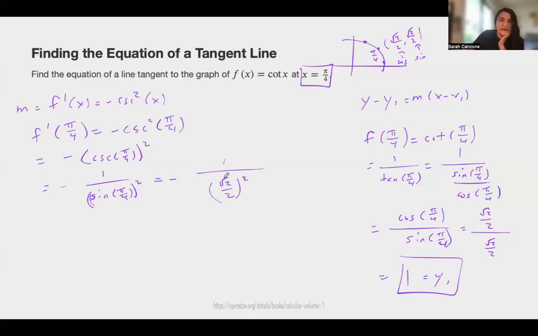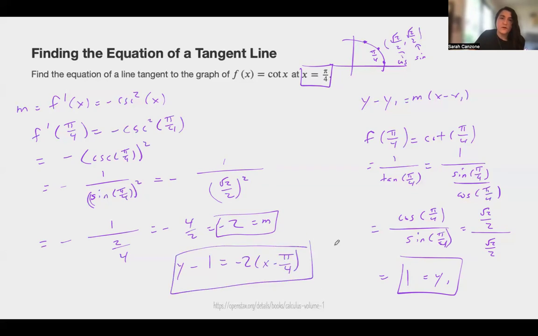When you square a fraction, you just square the numerator and the denominator separately. So we have negative 1 over root 2 squared, which cancels out the root and the square. You're left with 2 squared, which is 4. Keep, change, flip. This turns into negative 4 over 2, which is just negative 2. So this is our m. Now we can plug back in to find the equation of the line. y minus y1, which we found was 1, equals negative 2 times x minus pi over 4. And that is your equation of the line.